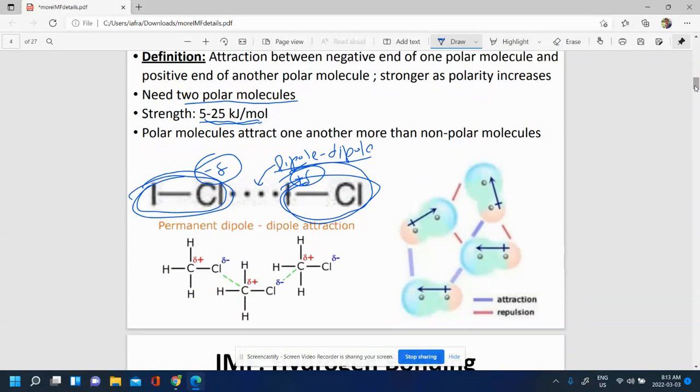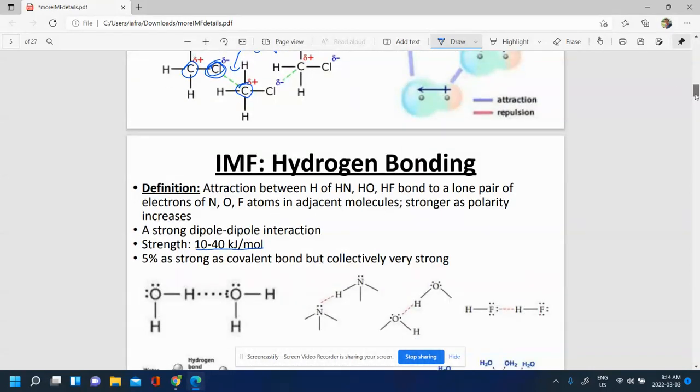So here we have another example. We have our partial positive carbon, our partial negative chlorine in this molecule. This partial negative chlorine is attracted to this partial positive carbon, and this is a dipole-dipole interaction. So if you have polar molecules, then you can have dipole-dipole interactions.